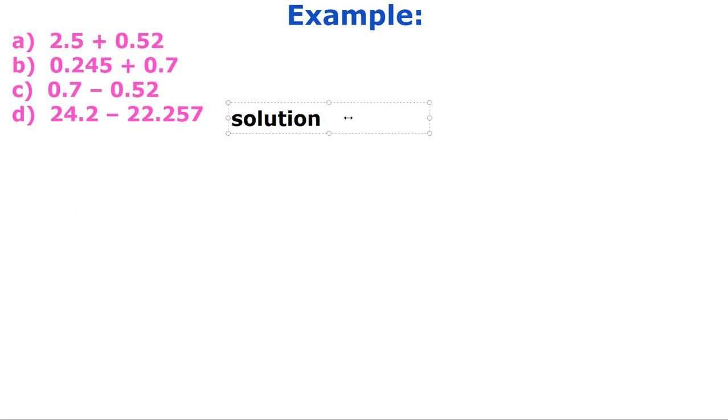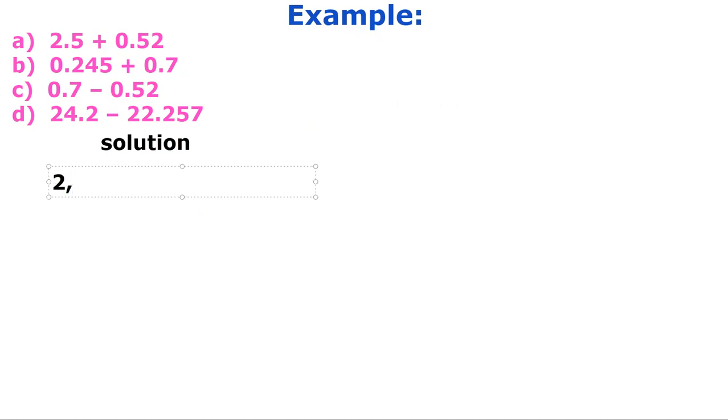Good. And that will be our solution here. So the first one is 2.5 plus 0.52. So you first check and then you balance them.